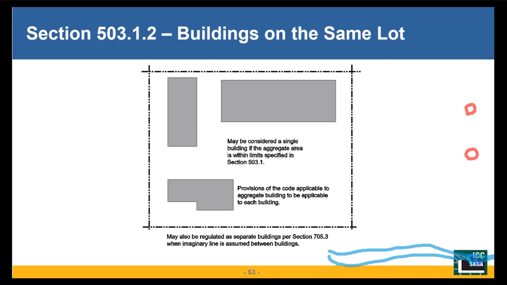So when we have two or more buildings, this is another feature the code allows, permitting architects and designers the option. If you have several buildings located on a lot, the code allows the architects two options. You can regulate them as separate buildings by assuming an imaginary property line between the buildings, or consider all buildings as one, provided the height of each building and the allowable area does not exceed what's permitted in the code.